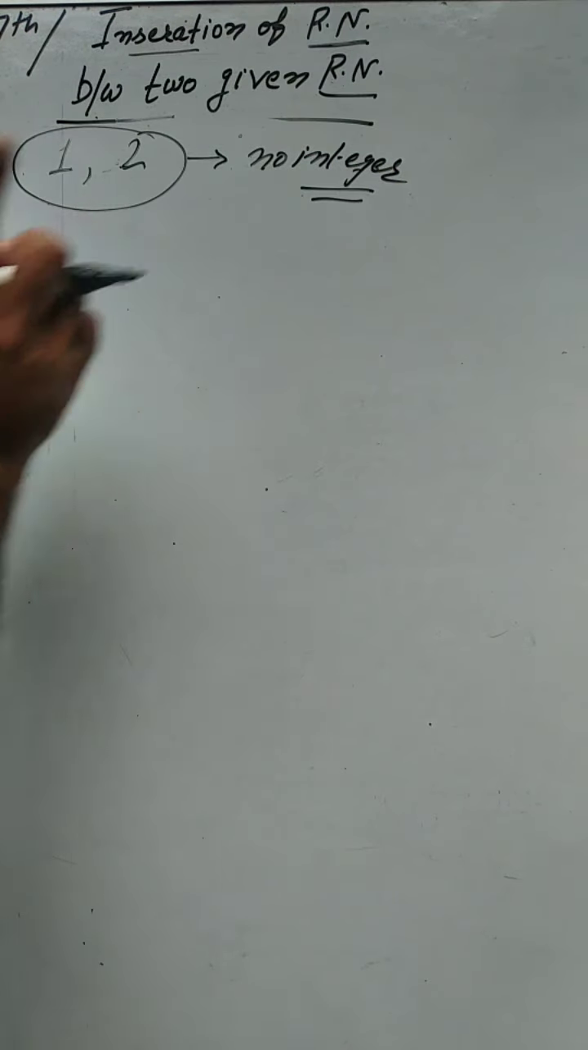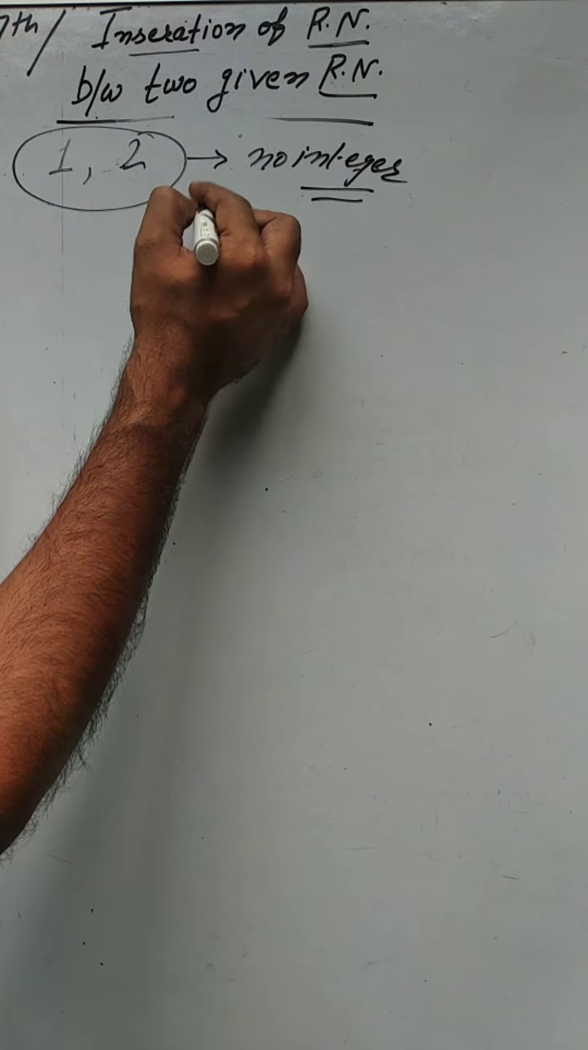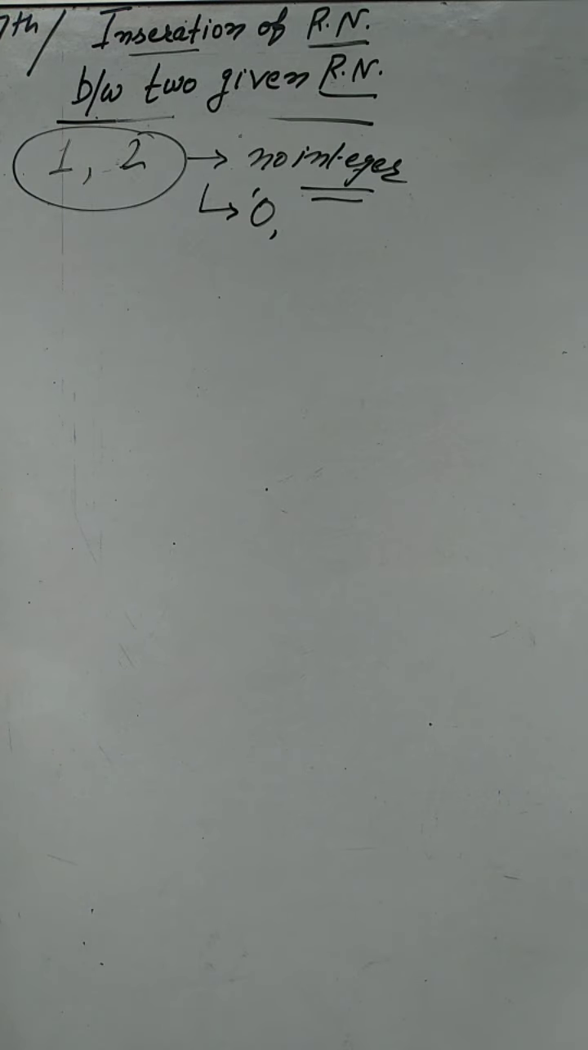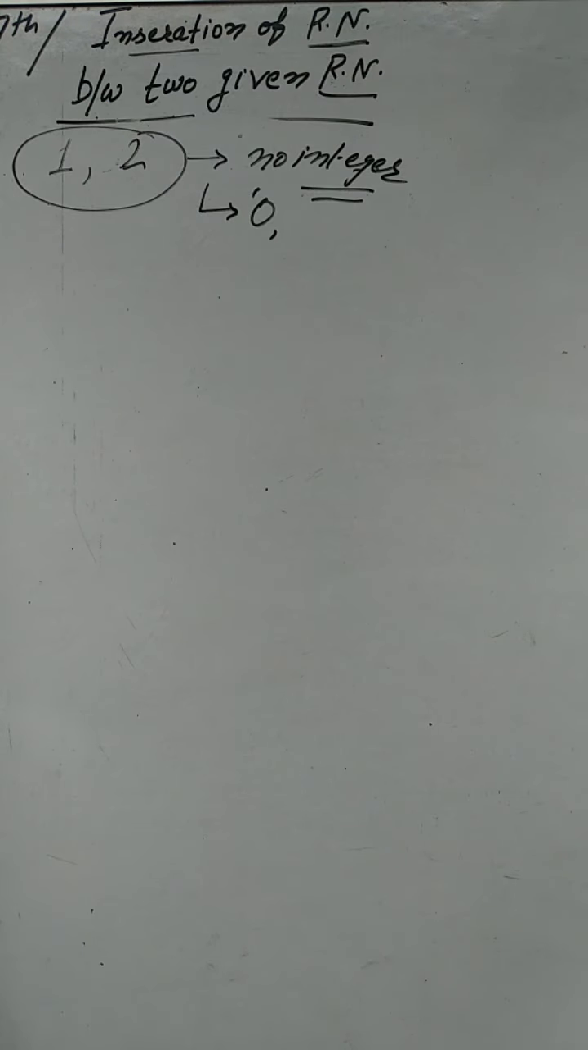Between 1 and 2 there is no integer. It means the number of integers between two consecutive integers is 0. No integer lies between 1 and 2. Now beta, you have studied about integers in the previous class.